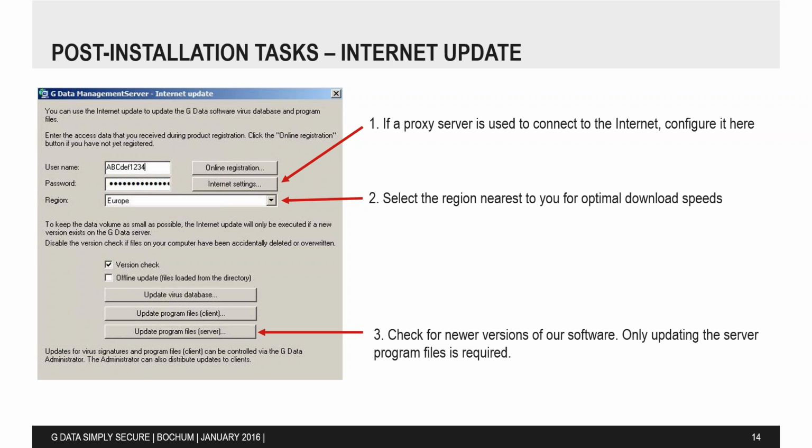So here we can check for any newer versions of the software. You are only required to update the server program files. For historical reasons, we still have the button in there to update the program files for the client. In the past, these were two separate tasks that you had to run, updating the server files and updating the client files. Now everything is done via the server update. And finally, update those virus signatures.